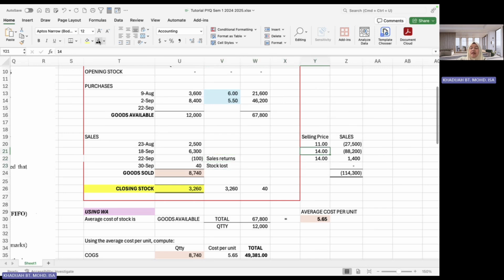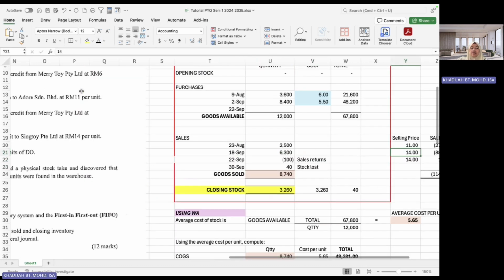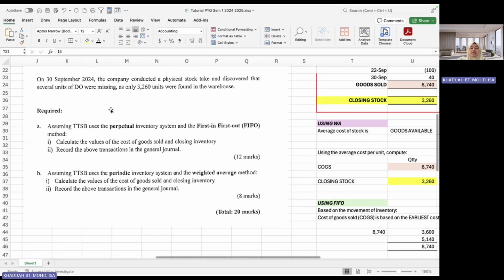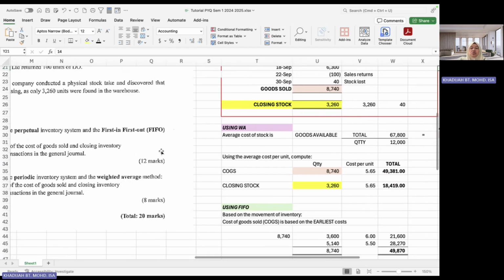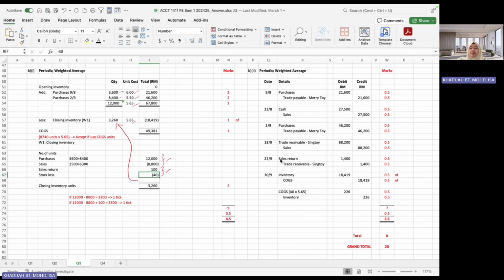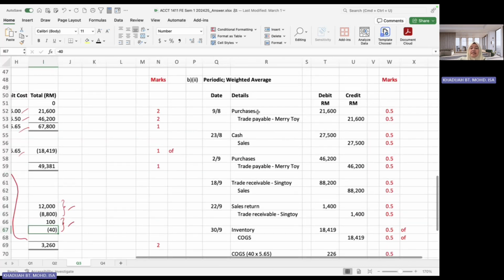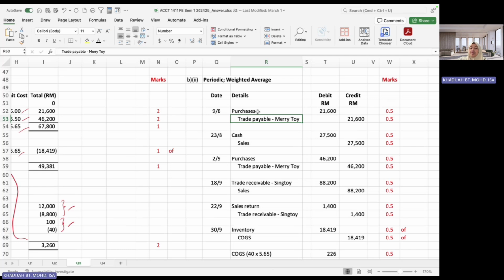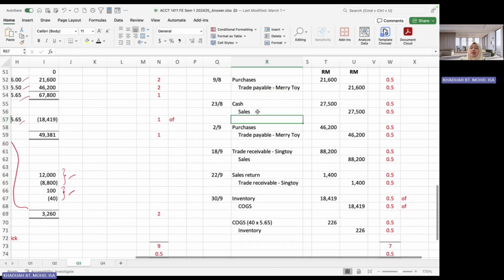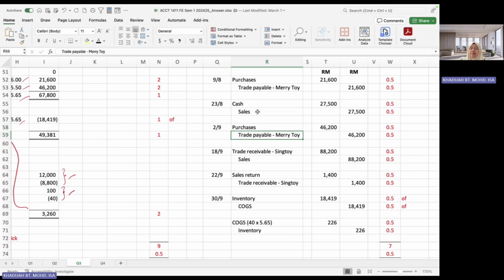And then remember that you have to put it into a journal as well. All right. A journal, record the transaction in the general journal. So if you look at the question here, the answer under periodic. When you make purchases, debit your purchases and credit your trade payable. All right. This is cash sales. And then when you make purchases again, debit purchases, credit payable, and then make another sales. But when you have your sales return, debit your sales return account and credit your receivable, in this case, your trade receivable.